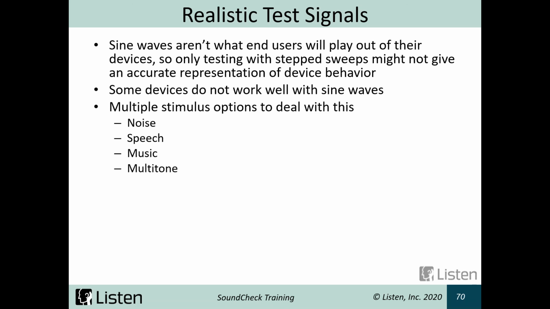Instead of sine waves, there's a couple stimulus options that we could pick instead. We could use noise, either pink noise or white noise. We could use speech, something like P50. We could use music, or we could use multitone. Noise and multitone are their own stimulus types. Speech and music most commonly would be used by using a wave file stimulus, then in that wave file stimulus, pointing to the speech or music that you want to be playing back.